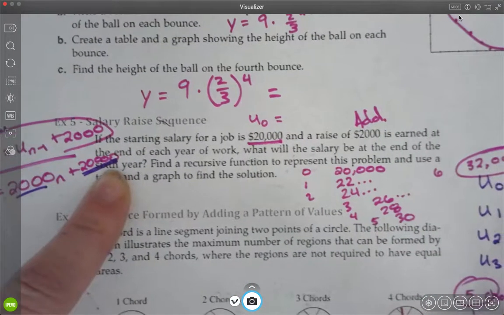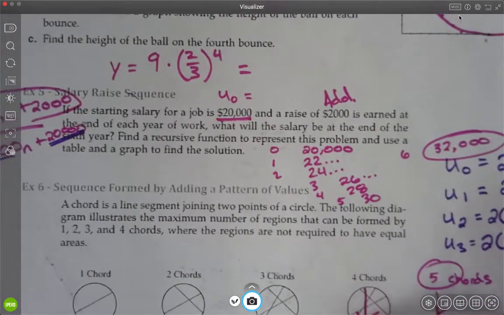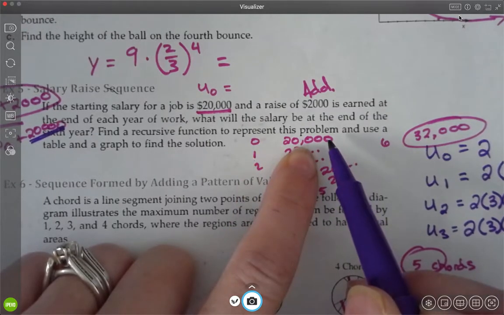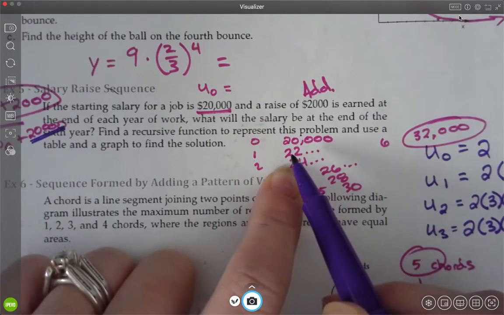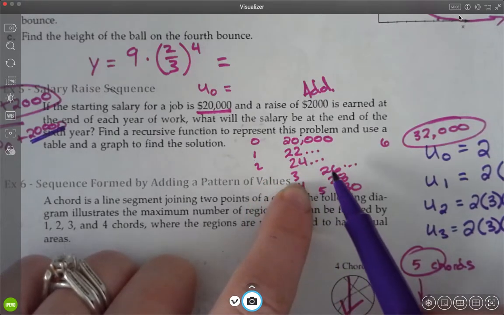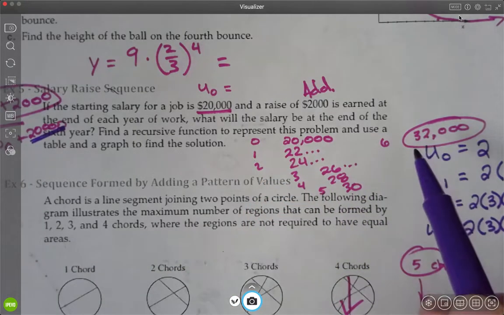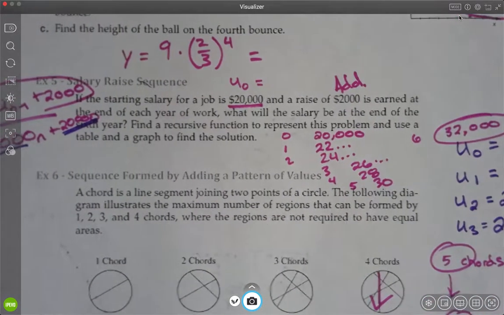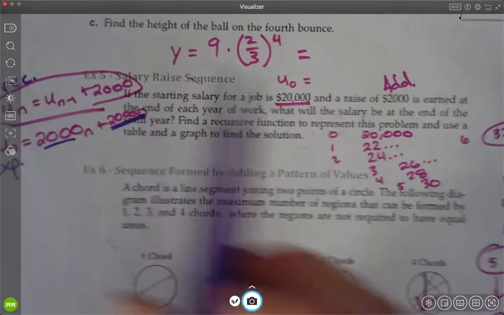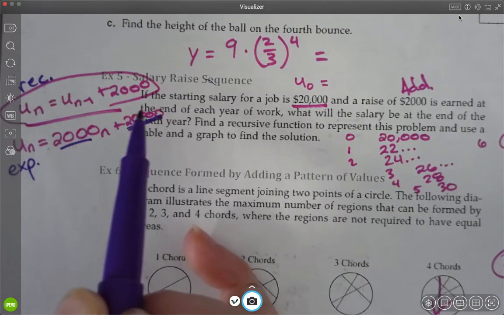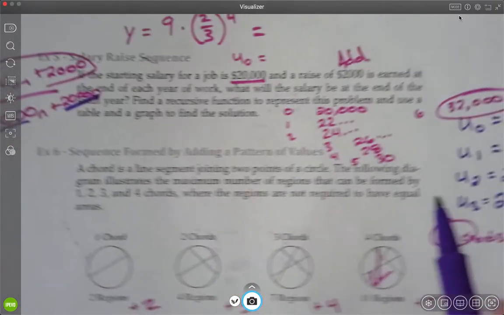Then they want to know after the 6th year. So we just went ahead and did a table here. We said year 0 starts at 20,000. At the end of year 1 is 22,000. At the end of year 2 is 24, 26, 28, 30. So at the end of the 6th year, they would be making $32,000. Again, you could have plugged 6 into this equation, added that to the 20,000, and you would have gotten 32,000.